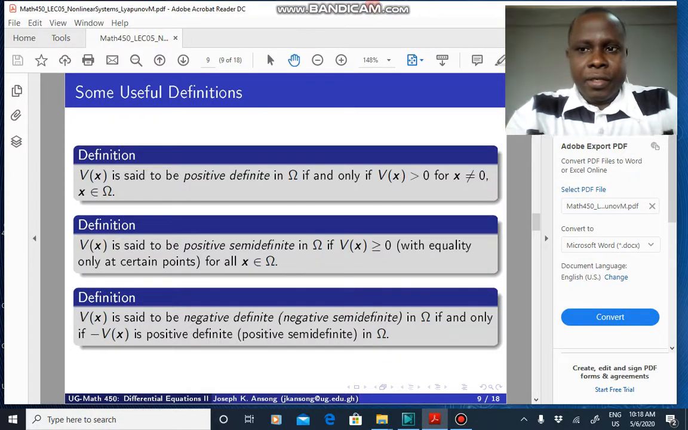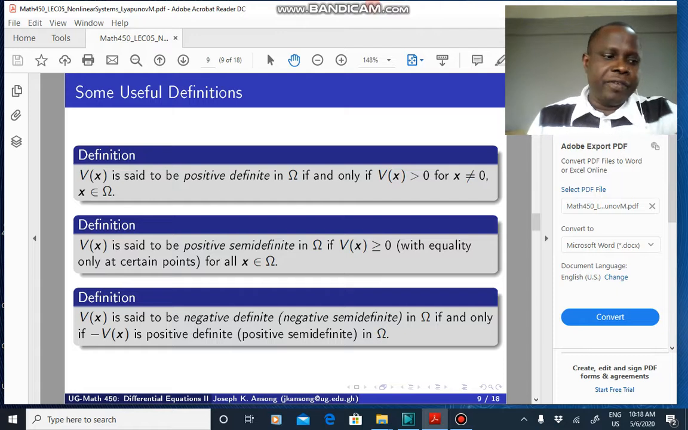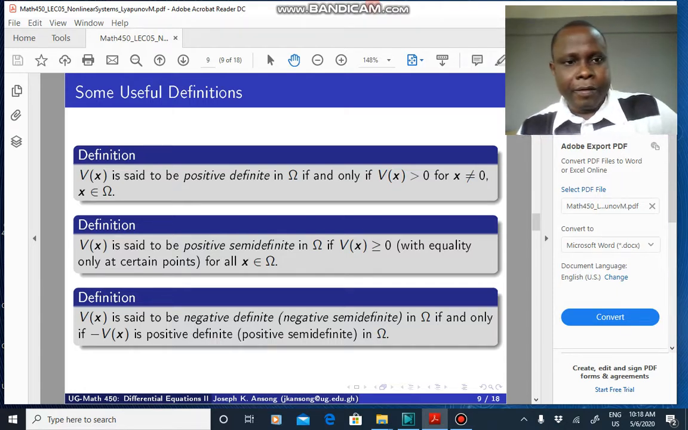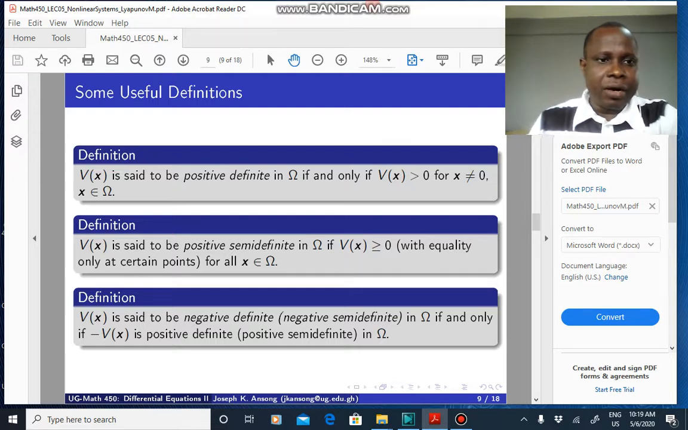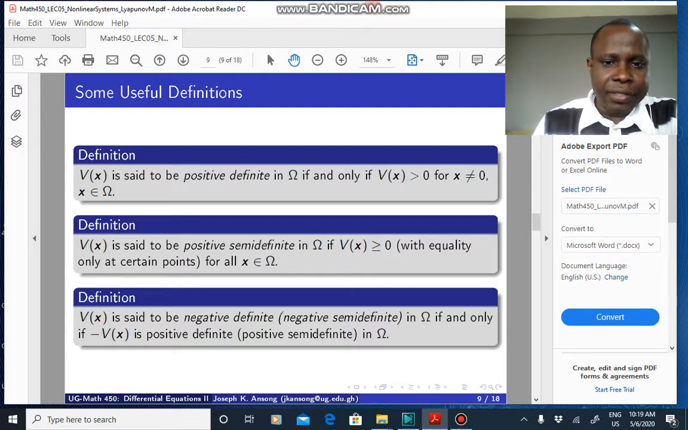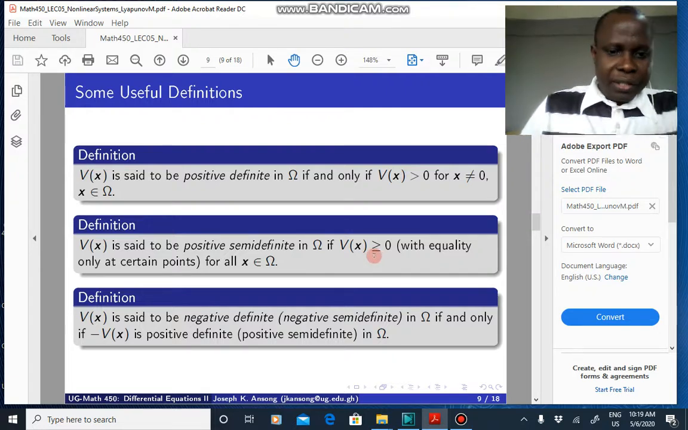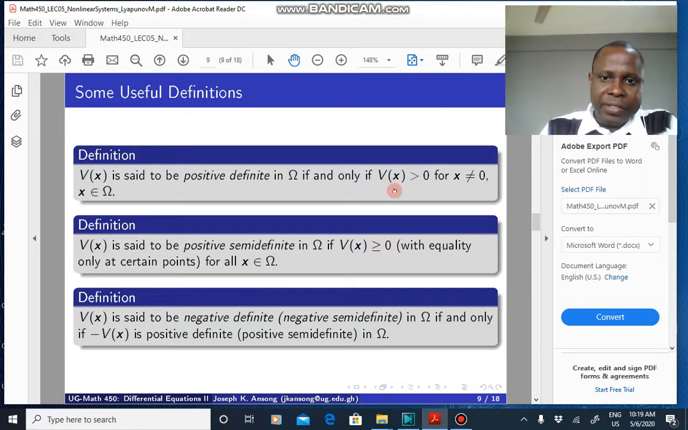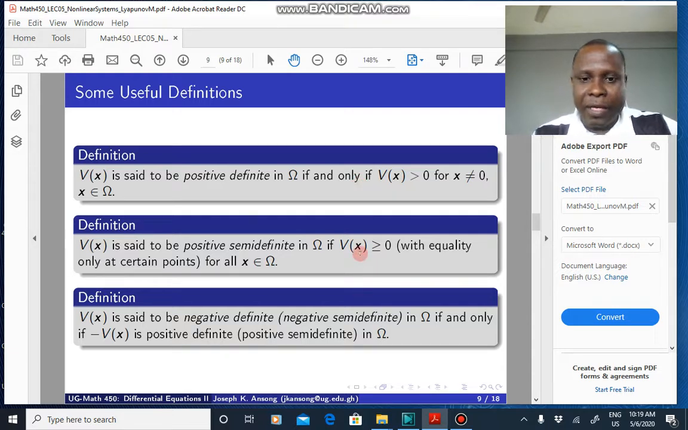Hello. In the previous lecture, we looked at a motivating example for the Lyapunov functions, and then we started off looking at some definitions that we'll come across. We looked at the positive definite, where the function V of x is strictly positive. It is positive semi-definite if it's positive but is equal to 0 at certain points. It is negative definite if this is strictly negative, and negative semi-definite if it is negative or equal to 0 at certain points. Okay, so these are some definitions that we'll come across.